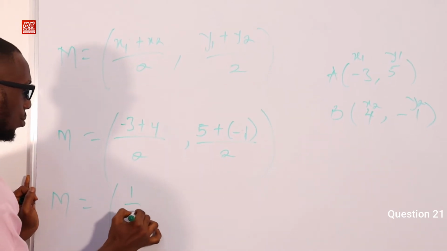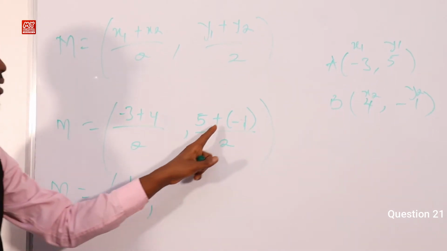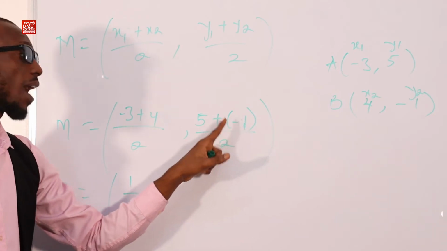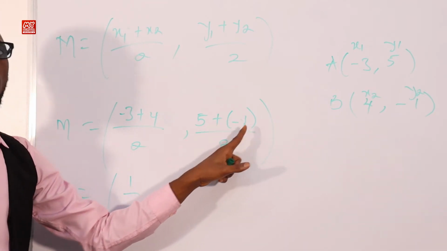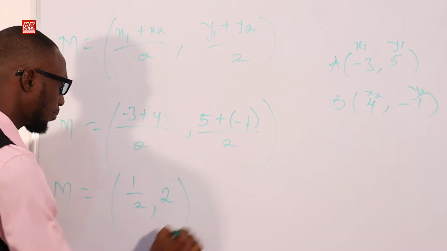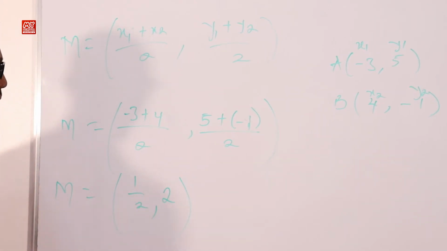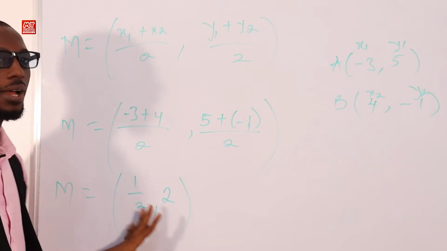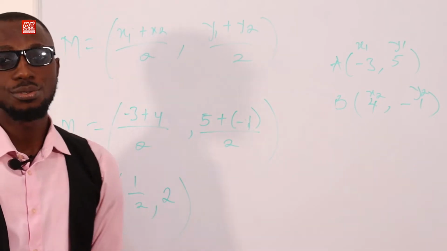So I have 1 over 2, comma. This is plus times minus, this is minus. So 5 minus 1, that is 4. 4 divided by 2, that is 2. So the coordinates of the midpoint, we are having half and 2, or 1 over 2 and 2.